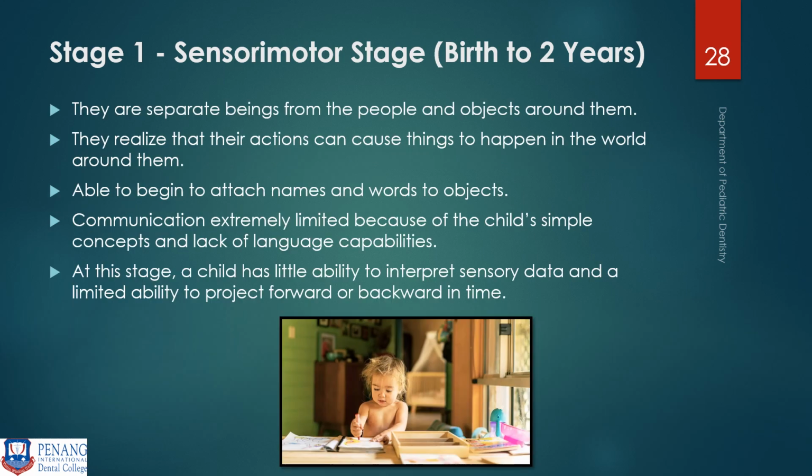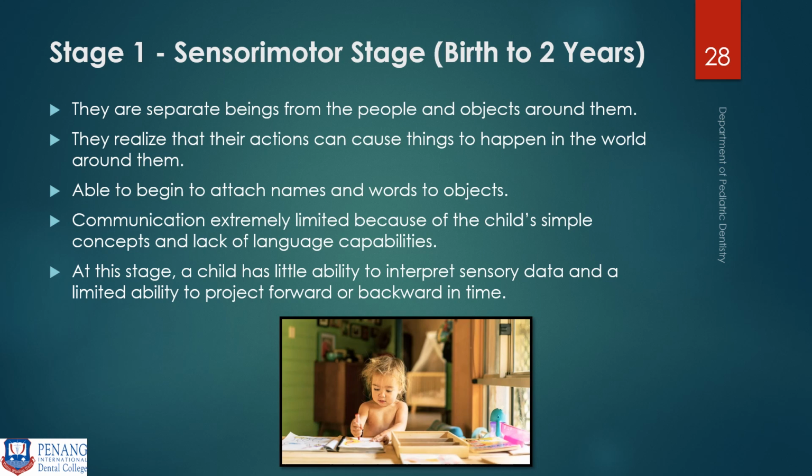Other things that the child develops is that they will feel that they are separate beings from others, and separate from objects. So they will do a lot of exploring of the world around them, and then they will realize that their actions can cause things to happen in the world around them. So they will scribble on the walls, and then they will get shouted at. They will understand, okay, my scribbling has got me shouting, so maybe they will not do it again.